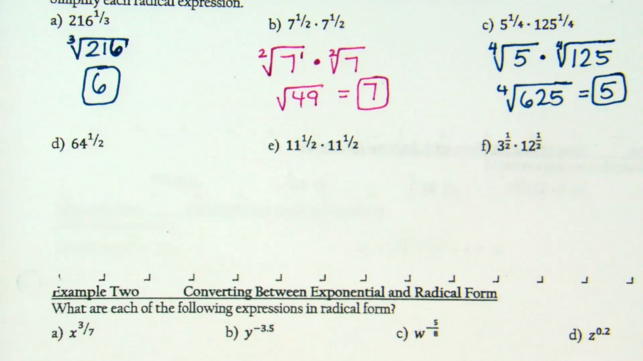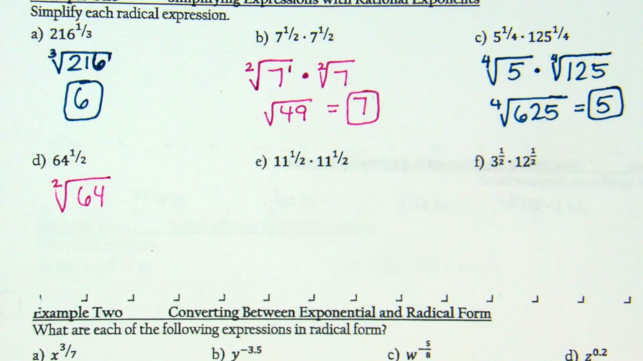E, 11 to the 1/2 times 11 to the 1/2. Okay. Put them under their radicals. Denominator of 2 is my index. Same thing on the other one. 11 under the radical. Denominator of 2 is my index. Square root of 11 times square root of 11.